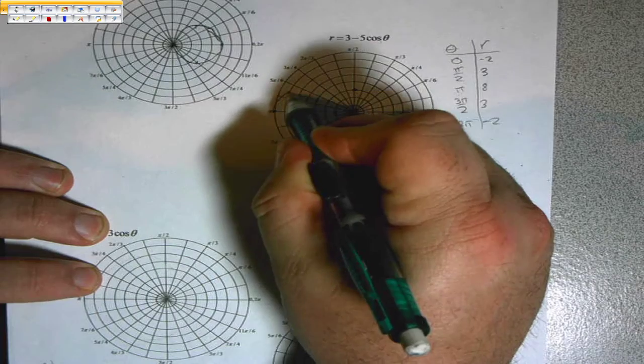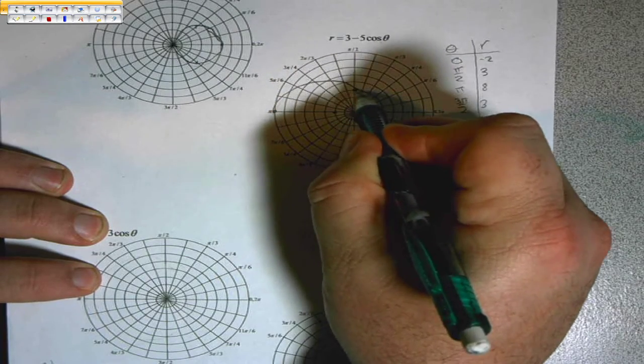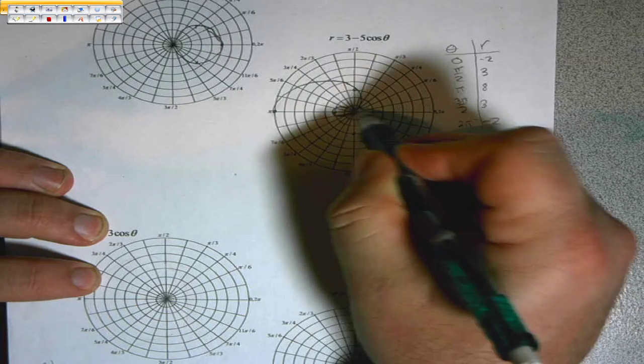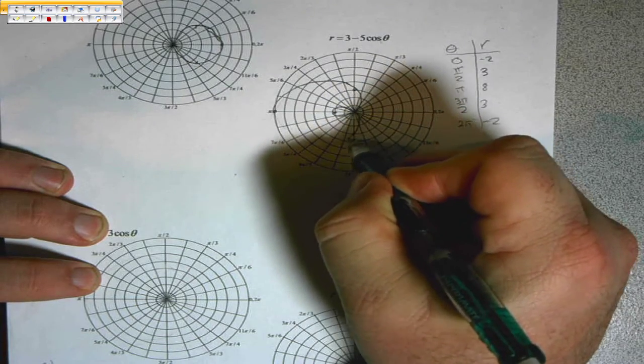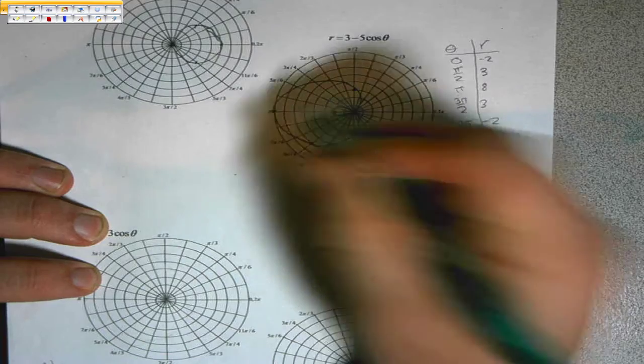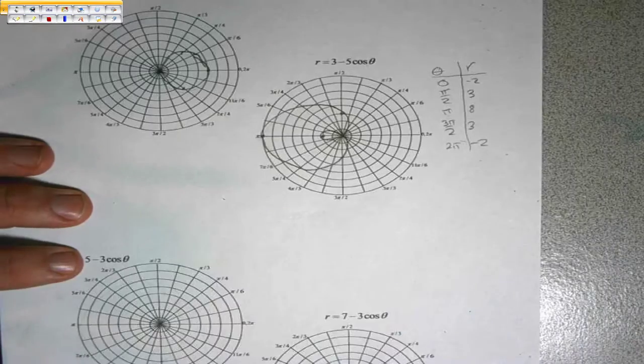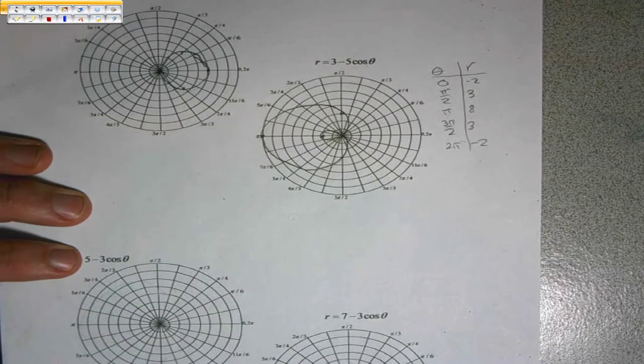So we're around there. It'll cut through the pole. Inner loop. Cut through the pole again. Go a little wider so we can loop around like that. Here, let me give you a shot of the completed graph there, roughly.